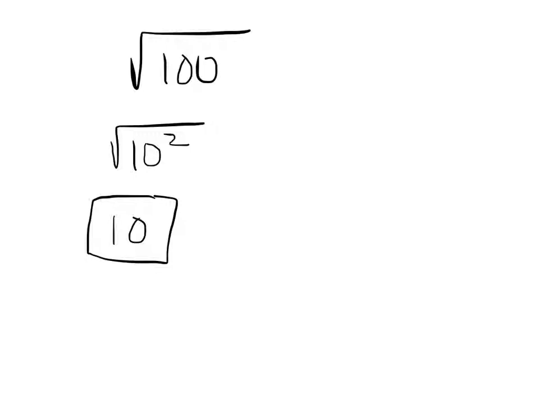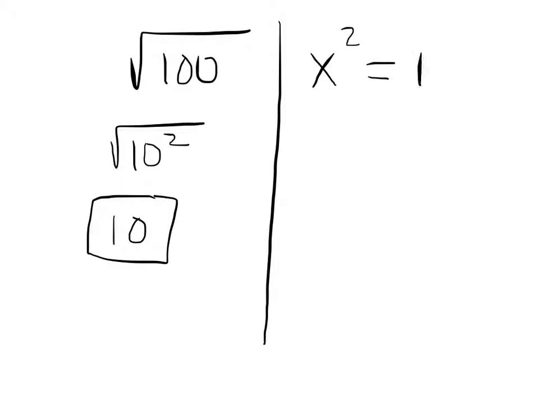Now let's suppose I give you a different situation. I haven't asked you to simply simplify a square root. I've given you an equation. I've said some number squared equals 100. Is there more than one number that when I square it, I get positive 100? And the answer is indeed true, plus or minus 10.